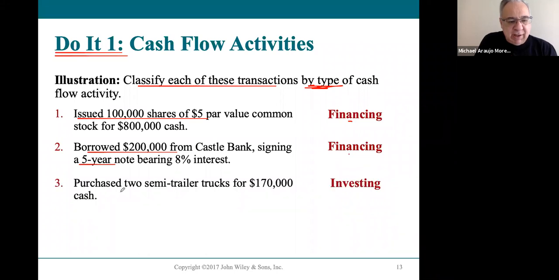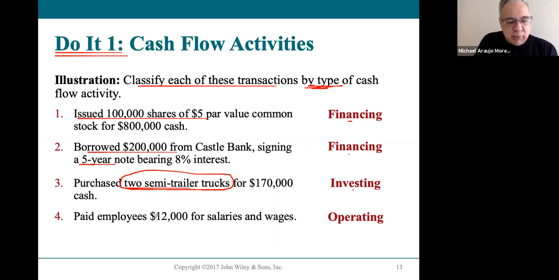The third thing here is we purchased semi-trailer trucks. So two of them. Semi-trailer trucks would be property, plant, and equipment for a company. That's a long-term asset. That's why it's an investing activity. The fourth thing here is we paid employees for salaries and wages. Salaries and wages is an expense. Expenses are part of the income statement. It's an operating activity.